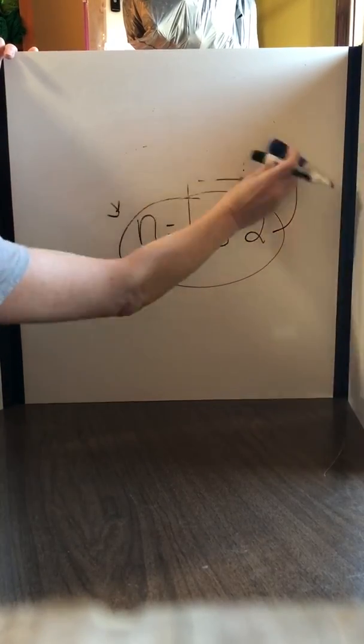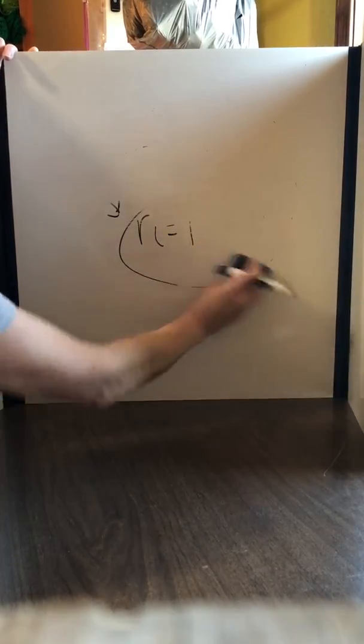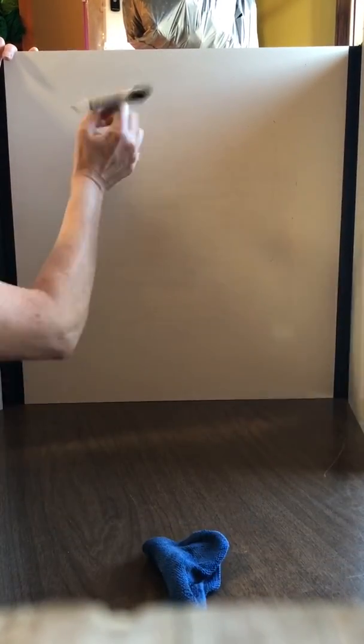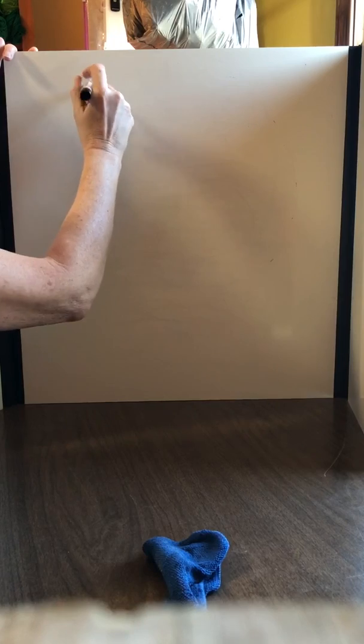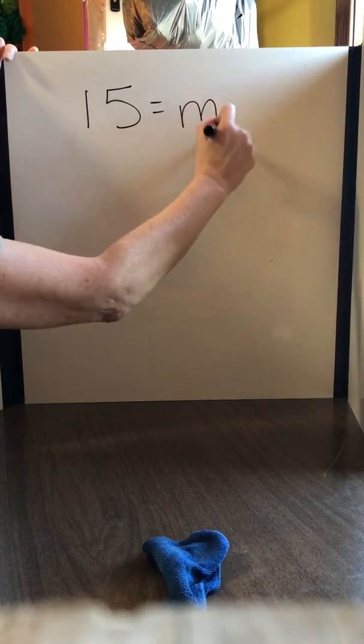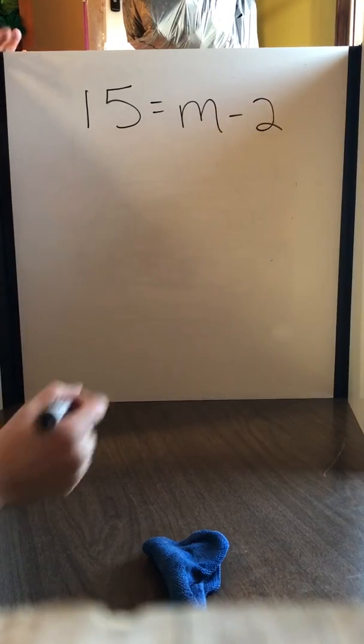That's the very basics of it. You might get some that look a little different. For instance, you might get something that looks like this. Oops, that was a good catch. 15 equals m minus 2, okay?